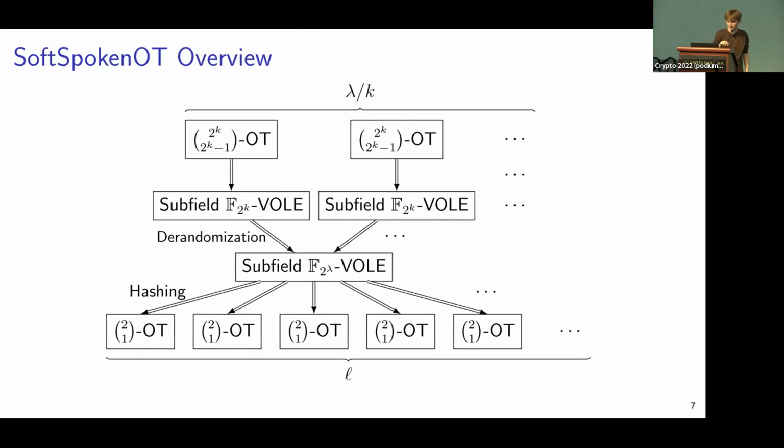Soft-spoken OT has a similar structure, but it starts instead with these all-but-one OTs, 2^k minus 1 of 2^k OTs. We have a new subfield vector OLE based on this all-but-one OT that generalizes the IKMP VOLE. And then again, we do the de-randomization and hash and so on. But the trick is that because each of these is outputting k bits at a time, we only need lambda by k of them. And that means we only need to de-randomize lambda by k bits of U for every OT. So it reduces the communication by a factor of k.